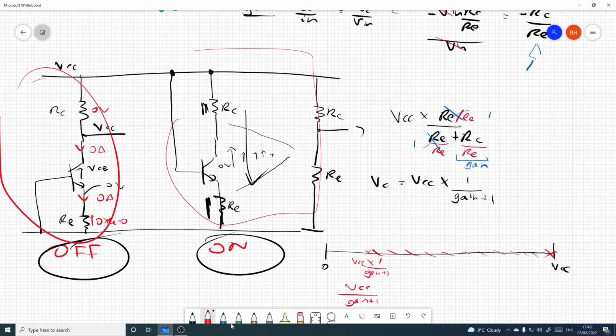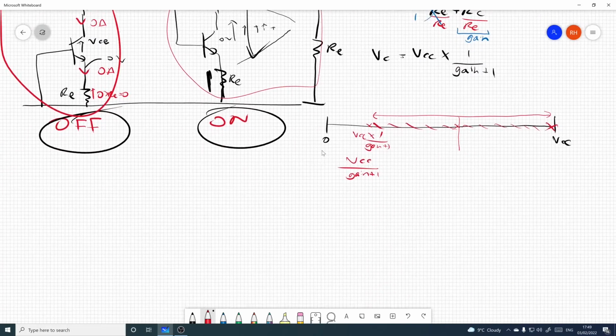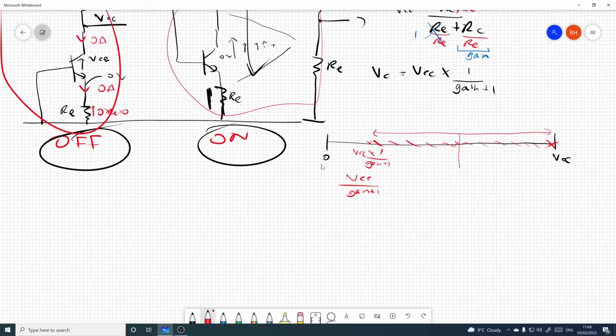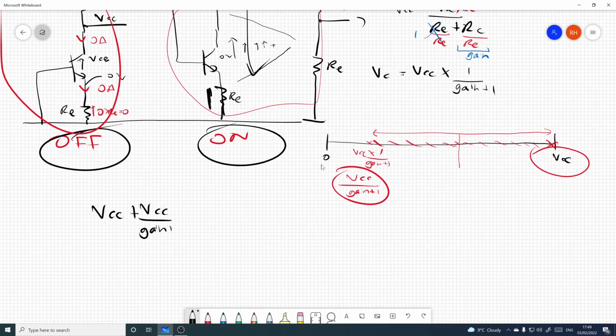Okay, so you would probably argue that the best place to sit your biased output, but with no signal on it, would be exactly halfway between its maximum and minimum, which is gain dependent. So somewhere here is where you want it to be, and that's going to be the average of this and this. So let's have a look and see what that is. On the one hand we've got VCC, and on the other hand we've got VCC over gain plus 1, and we're taking the average of those.